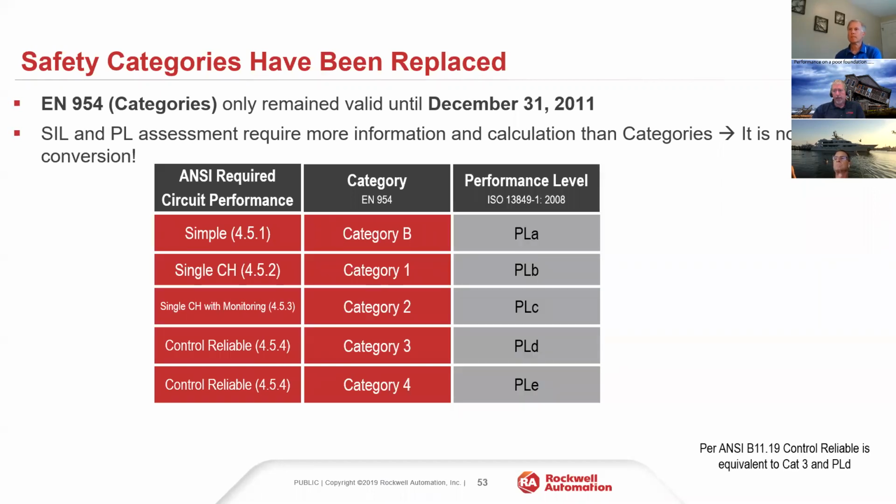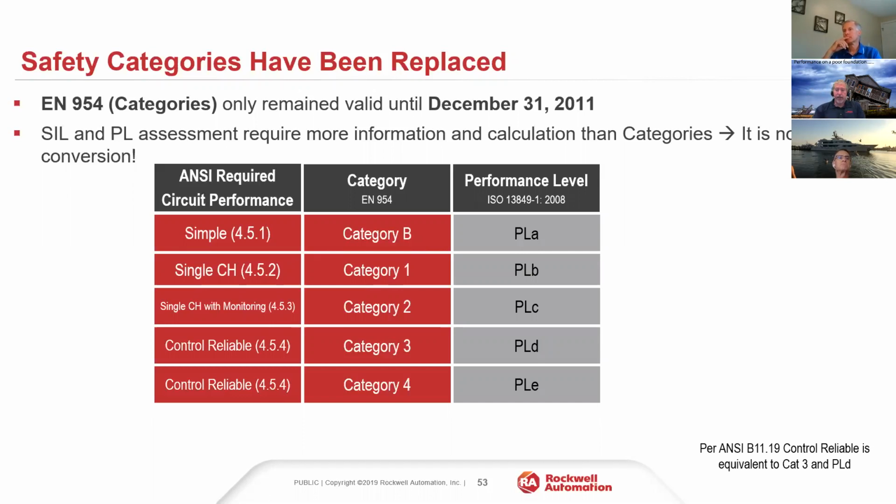Keep in mind that as things evolve and we increasingly harmonize these safety standards, you see a little note that popped down here on the right. Per ANSI B11.19, control reliable is equivalent to Category 3 and PL d per ISO 13849. So even in the ANSI standards, we are referencing the international standard 13849.